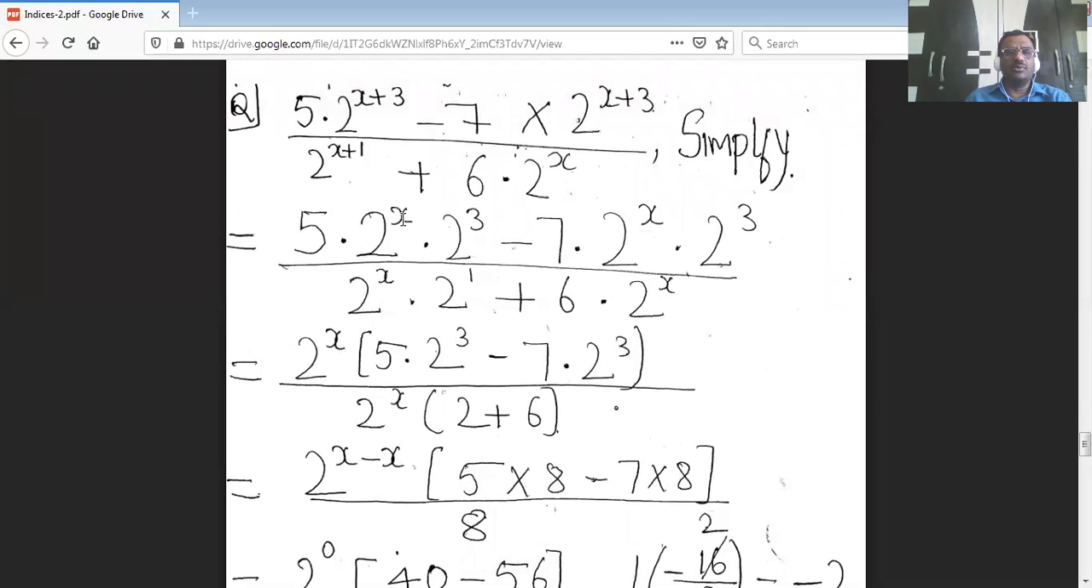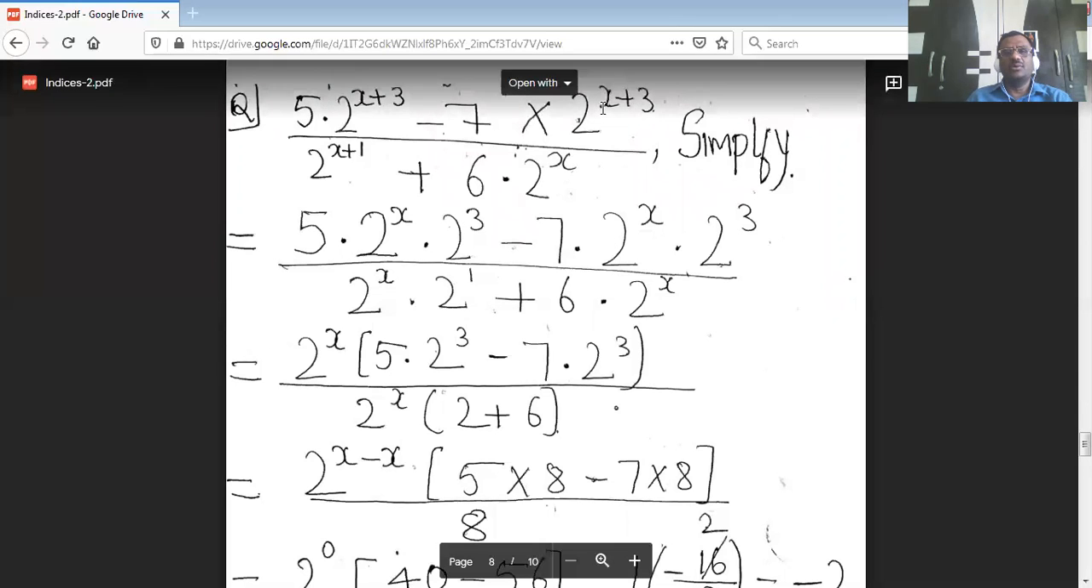This is 5 into 2 to the power of x into 2 to the power of 3, minus 7 into 2 to the power of x into 2 to the power of 3.